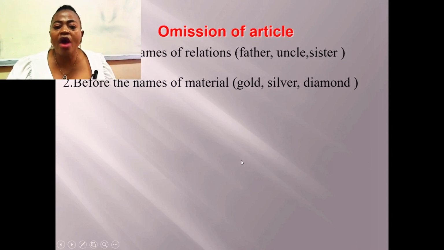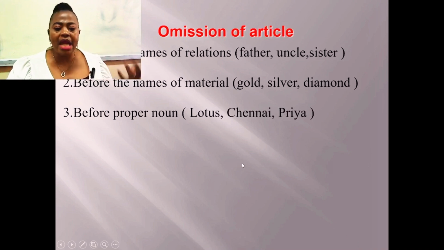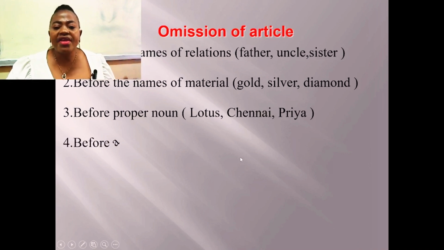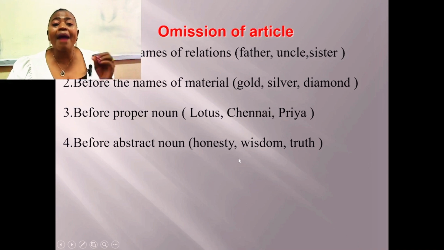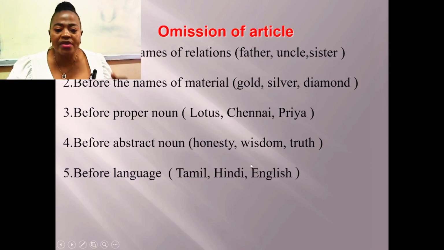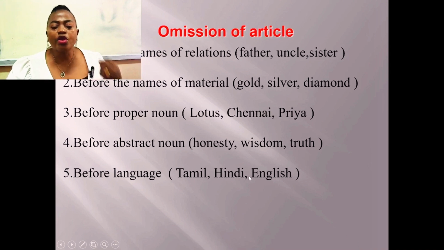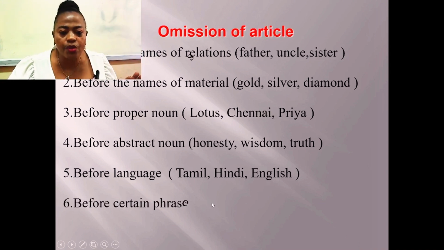You have to omit articles in these cases. And also proper nouns like Lotus, Chennai, and Prayer. You don't use articles with these things. Also, before abstract nouns like honesty, wisdom, truth, we don't use articles. And before languages like Thai, English, Tamil, Hindi. We don't say the Thai, the English, the French, the German, or whatsoever. You have to omit the articles.